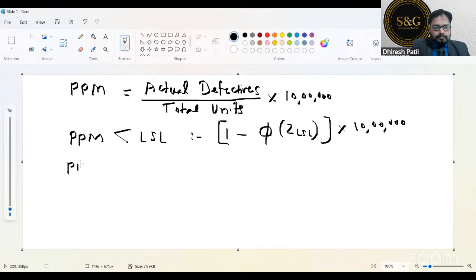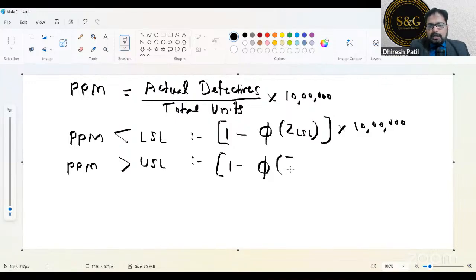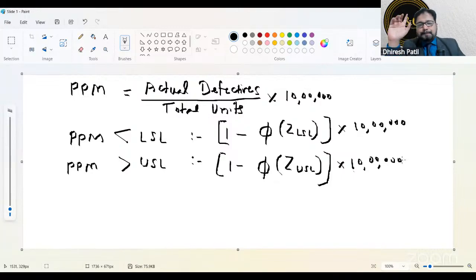And PPM USL formula remains the same. 1 minus 5. This is called 5. Z USL bracket close into 1 million. एक फॉर्मूला करके देखते हैं इसका.